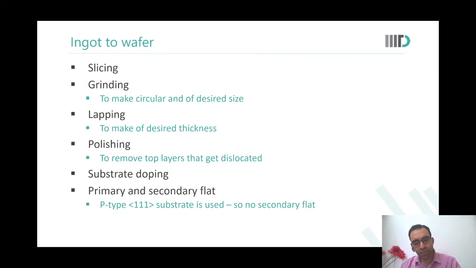Because we just put in one crystal, and as we are pulling it out from that molten material, the silicon atoms would align to the existing crystalline structure. So they would be just one crystal there.